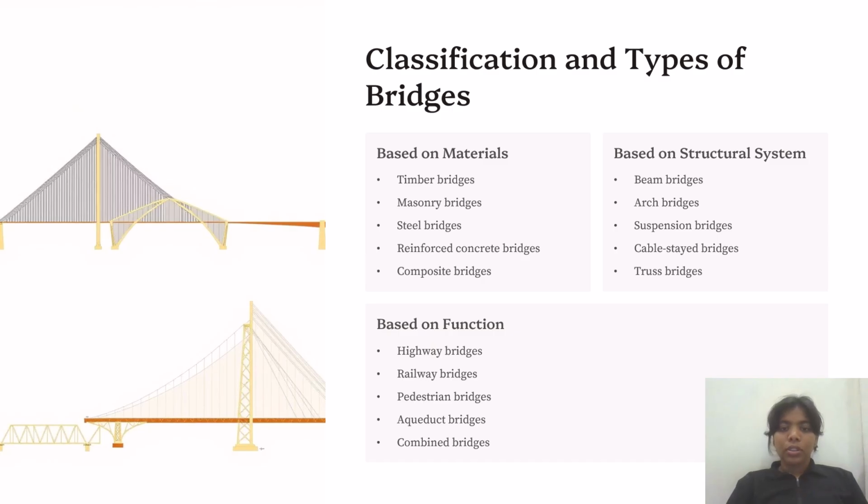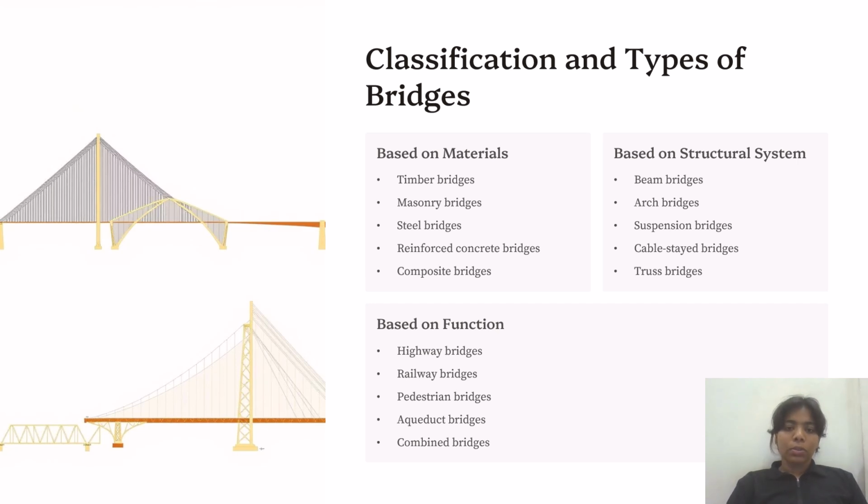Arch bridges. These bridges use a curved arch to transfer the load to the abutments. They are strong in compression and can be made of stone, concrete, or steel. Arch bridges are suitable for medium to long spans.